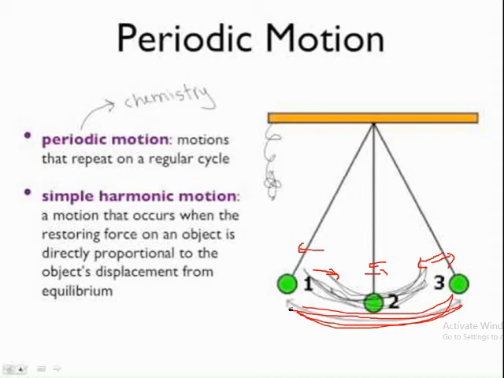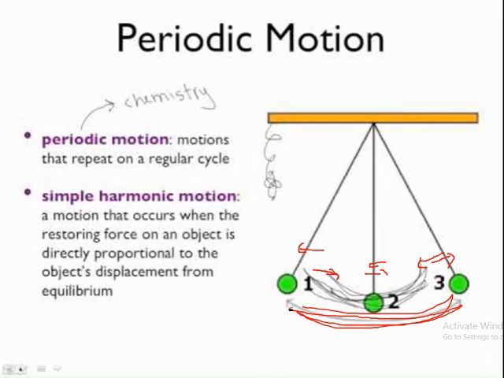Now this motion is known as periodic motion. A motion that occurs when the restoring force of an object is directly proportional to the object's displacement from equilibrium is known as simple harmonic motion. So I have just told you the definition of simple harmonic motion. Simple harmonic motion means the restoring force of an object is proportional to the object's displacement from equilibrium.